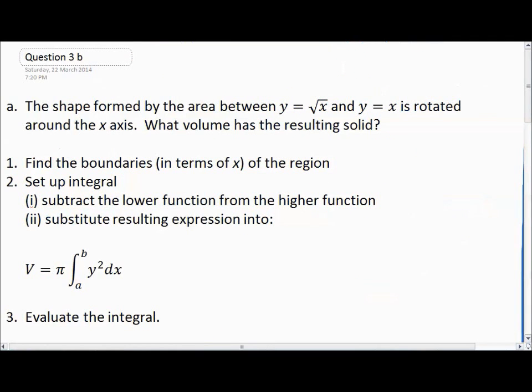On to question 3b now. What we're doing is we're rotating a shape around the x-axis in this problem. It says the shape formed by the area between y equals the square root of x and y equals x is rotated around the x-axis. What volume has the resulting solid?